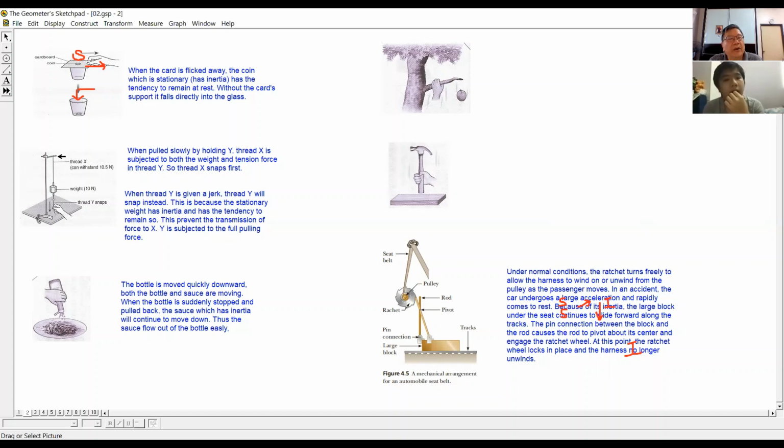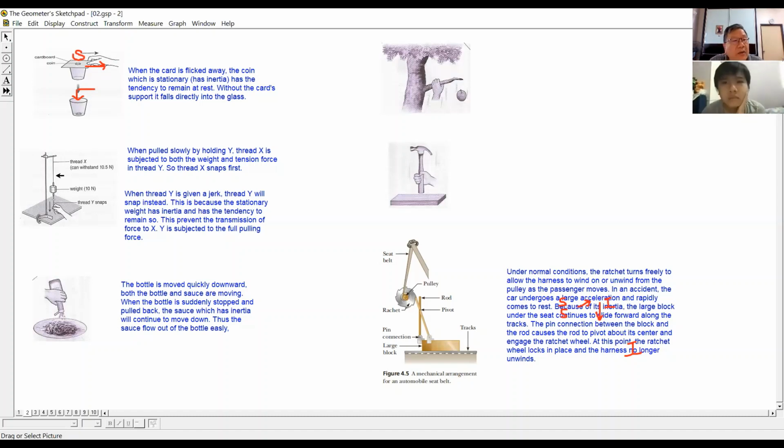Okay, now we look at this experiment here. Have you heard of this experiment before? There is a weight hung by a string. Now at the bottom there, you tie another string, made of the same material and the same thickness. This experiment, I think I did it before already.